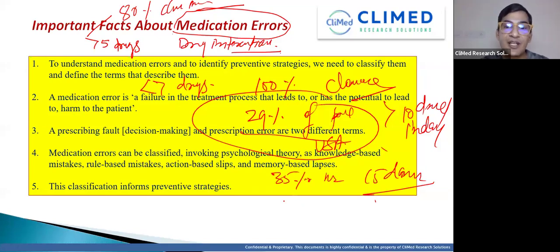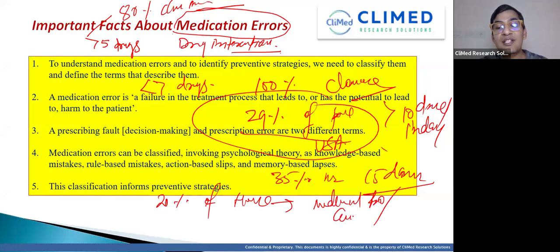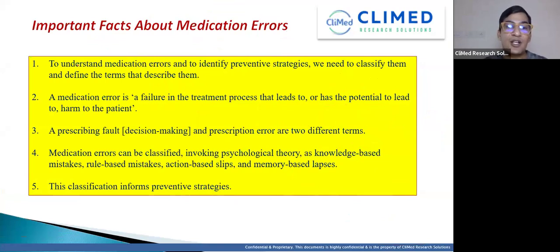Around 20% of healthcare expenses go to medication-related problems, complications, and death compensations. You know that, 20%. That's why medication errors are important to understand. To understand medication errors and to identify preventive strategies, we need to classify them, so we can tackle them one by one, easily, and we can describe them.